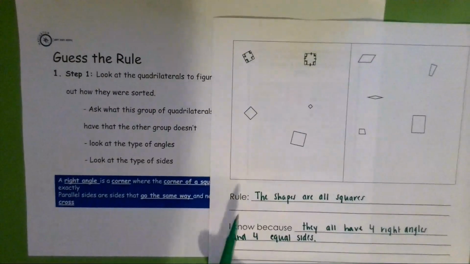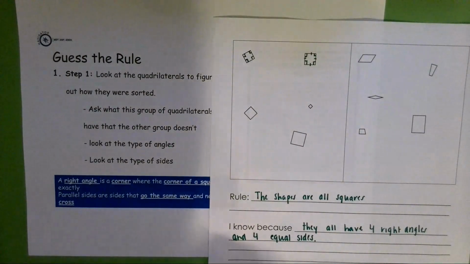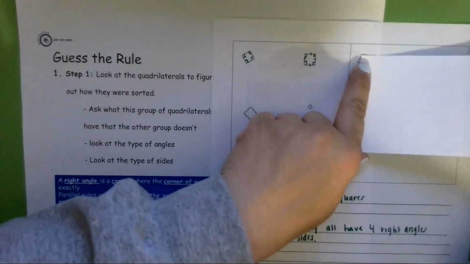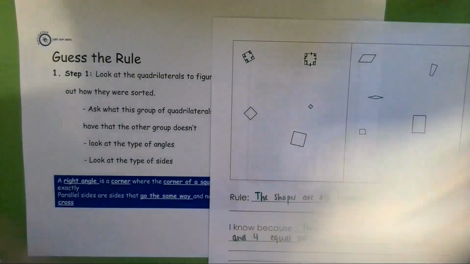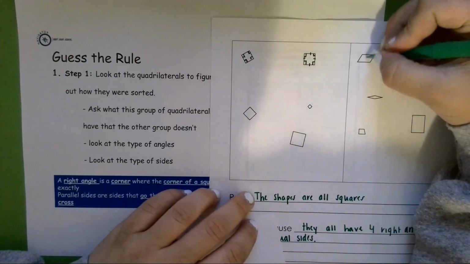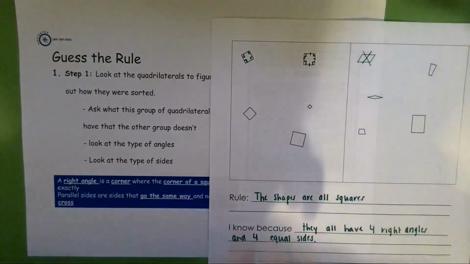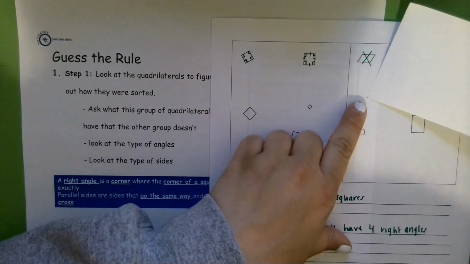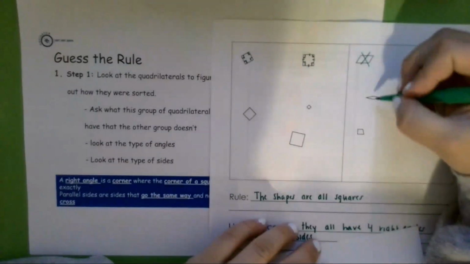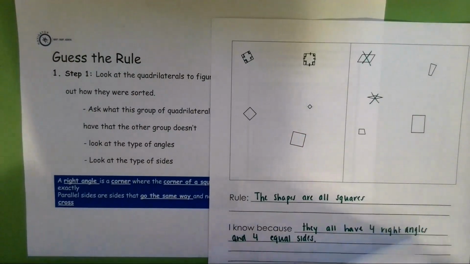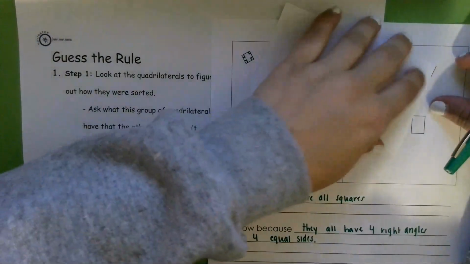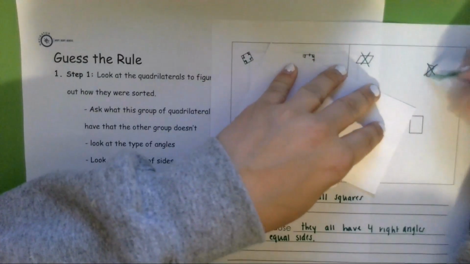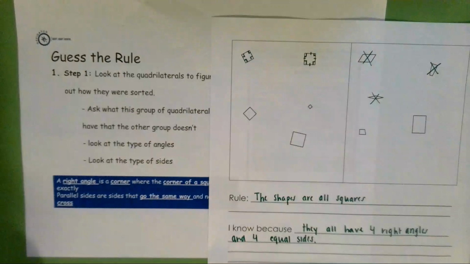Let's check to make sure that our rule is correct. Is this a right angle? Yes or no? I bet you said no. So this shape does not have 4 right angles. Is this a right angle? Yes or no? I bet you said no. So this shape does not have 4 right angles. Is this a right angle? Yes or no? I bet you said no. You're right. So that shape also does not have 4 right angles.